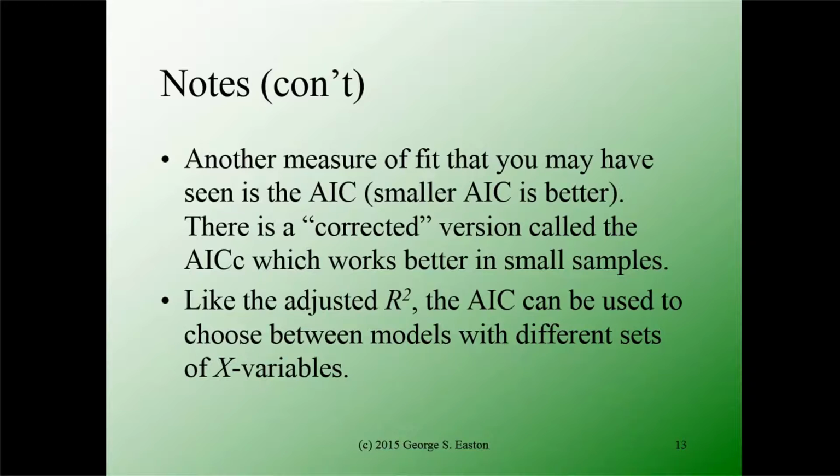And I'll add here that the absolute magnitude of the AIC does not have a reasonable interpretation, so the usefulness of the AIC is to compare the values between models that have different sets of X variables. Now, the AIC and the AICC in smaller samples is probably a better method for model selection and to prevent overfitting than the adjusted R-squared.